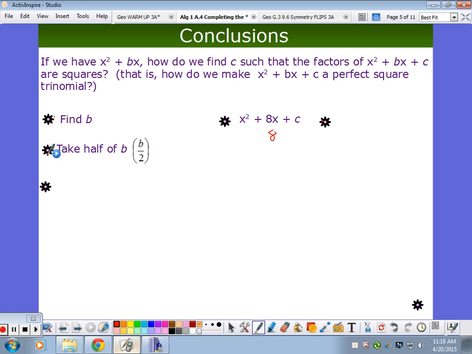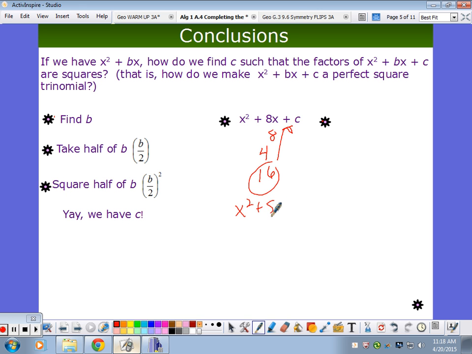Okay. Then what? Half of it. What's half of 8? 4. Then what? Oh. Square it. Okay. That's what I'm saying here. Square it. This is C. That's what goes here. X squared plus 8x plus 16. Now, how do you turn it into that binomial square? X plus 4. It's this number.